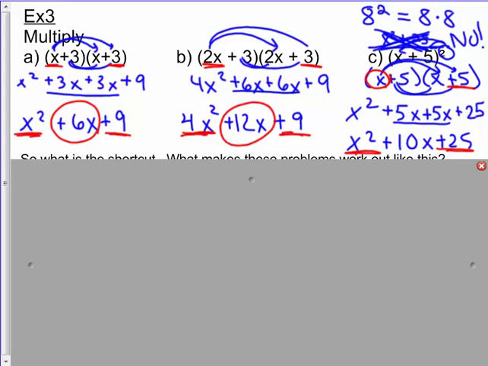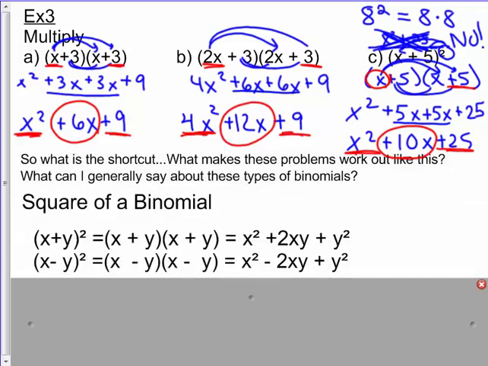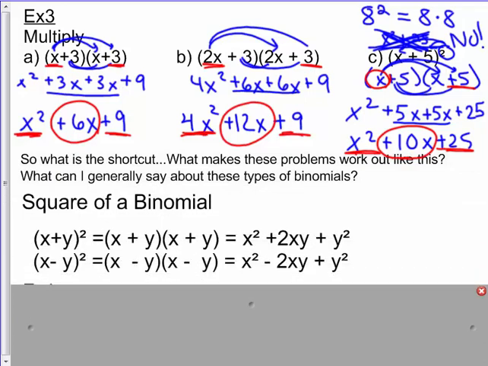Do you have to use it? No, but you could. Well, the shortcut is this. The middle term is twice x times y. So if I look at the first one, x plus 3 and x plus 3, if I took 3 times x, I'd get 3x, and if I doubled it, I'd get 6x. In b, 3 times 2x, I got 6x, and doubled it, I'd get 12x. In c, if I took 5 times x and got 5x, and doubled it, I would get 10x.